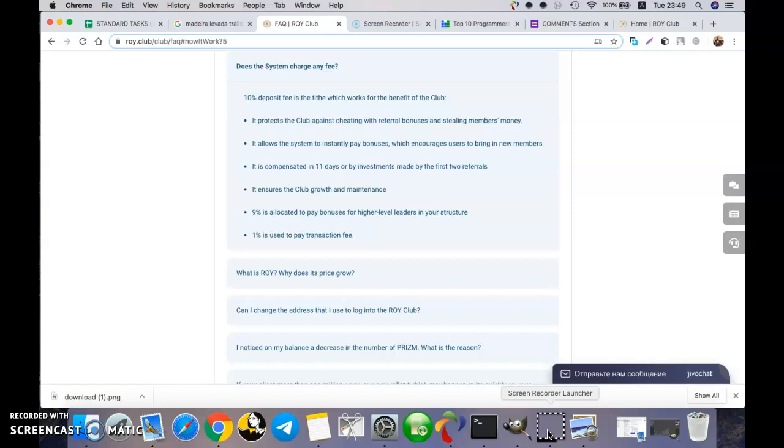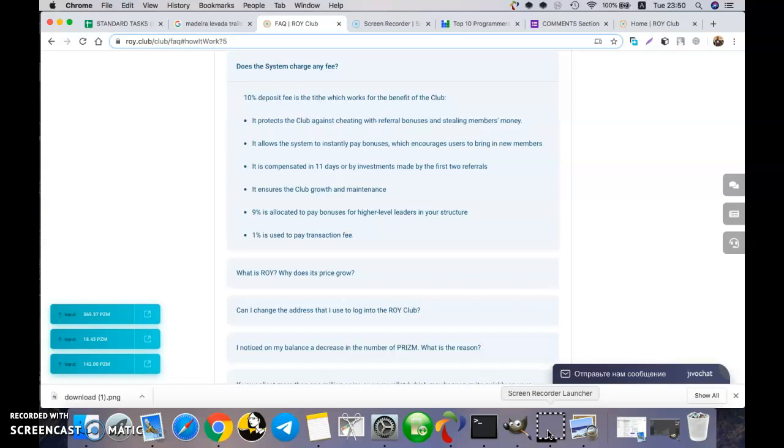So 9% is allocated to pay bonuses for higher level leaders in your structure. And then 1% is used to pay the transaction fee. So that is how the 10% fee of your deposit is structured. That is how it is broken down within the Roy Club community.